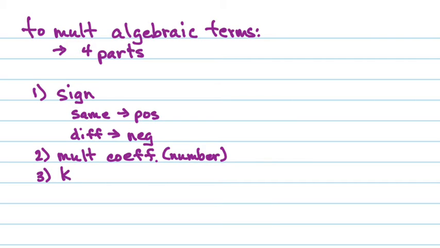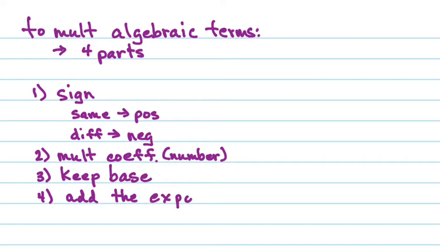Third step, you're going to keep the base. So in other words, if it's an x times another x, you're still going to get an x as your base, right? Multiplying the coefficients won't change the base. And here's what's new. You're going to add the exponents. And we're going to talk a lot about why you're adding those exponents. It's an algorithm. It's a shortcut. And we're going to talk about why, but I want you to get this down.